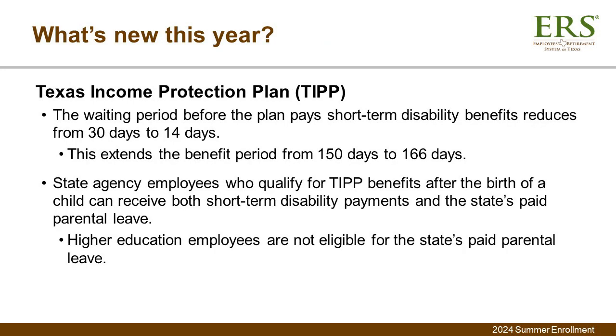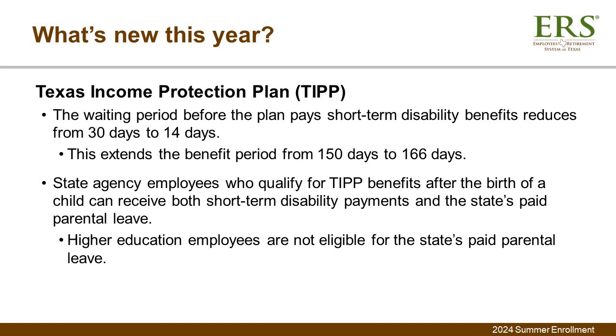The waiting period required by the short-term disability plan will reduce from 30 calendar days to 14 calendar days. This means you can begin receiving disability coverage sooner, but you will still need to exhaust your sick leave, if any, before your coverage begins. This is a great benefit for those with limited sick leave. The new benefit period is increasing from 150 days to 166 days.